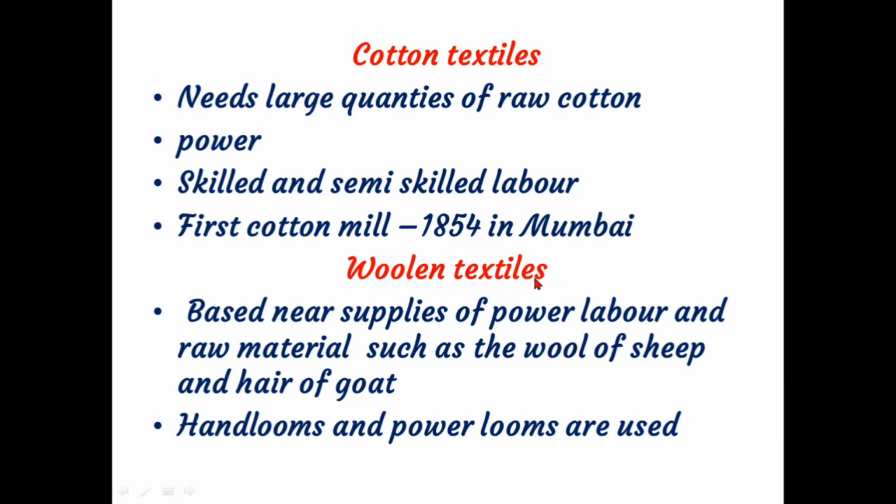The next one is woolen textile. The woolen textile industry is usually based near supplies of power, labor and raw materials. These industries are also located near the sources of raw material, such as the wool of sheep and hair of goat. Handlooms and power looms are used, both by hand and with the help of power.